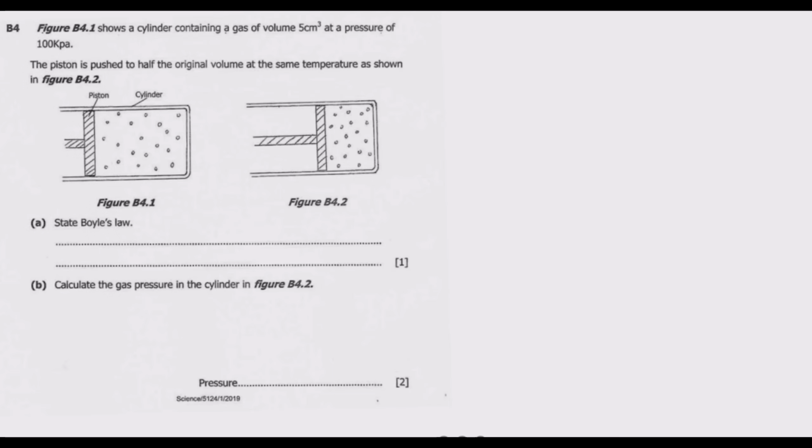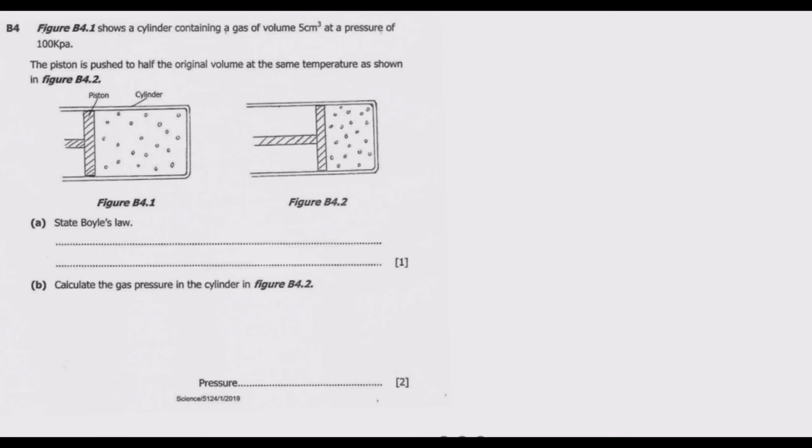Let us look at question B4. Figure B4.1 shows a cylinder containing a gas of volume 5 centimeter cubed at a pressure of 100 kilopascals. The piston is pushed to half the original volume at the same temperature as shown in figure B4.2.